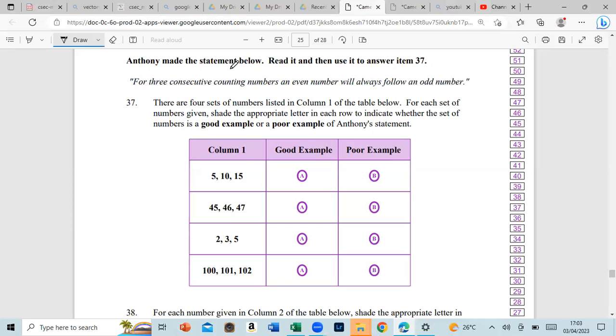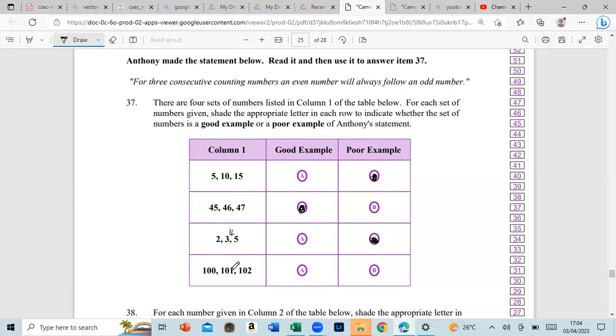All right, so would 5, 10, 15 be a good example? Remember what it says, 3 consecutive. Consecutive means one after the other, right? So just like you count 1, 2, 3, there's no gap. This would be a poor example. So I'm going to go with B right here. 45, 46, 47. This is a good example. I'm going to go with A. 2, 3, 5. I'm going to go with poor example, since we left out 4 right here.